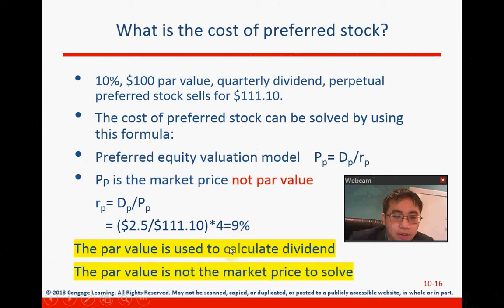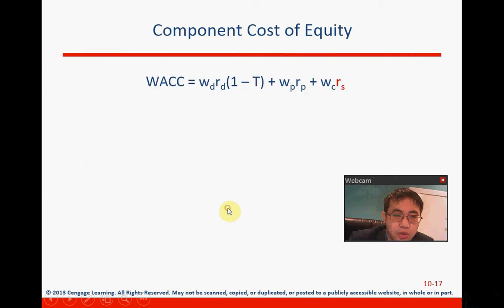Okay, the par value is used to calculate the dividend. This $100 is used to calculate the dividend, and it's not the market price to solve. So that's probably the third thing I want you guys to remember.